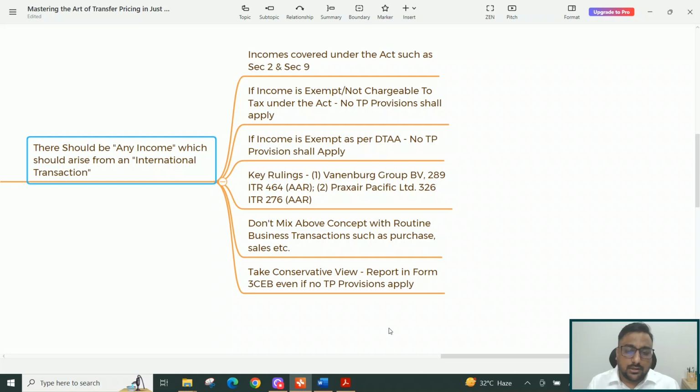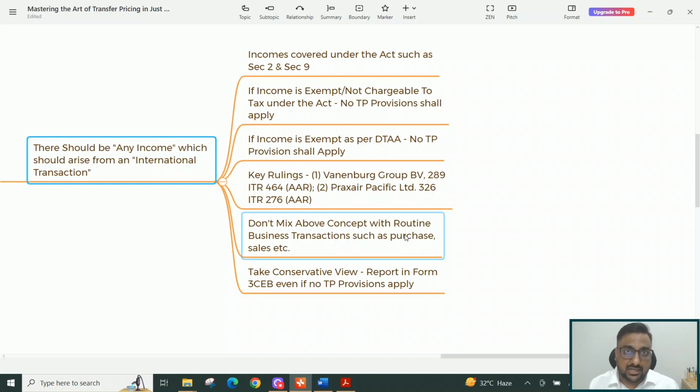Now, I also want to tell you one thing: don't mix the above concept with routine business transactions such as purchase, sales, etc. In many DTAAs, the FTS, that is fees for technical services or professional services, won't be chargeable, or royalty won't be chargeable. But when you are making payment, though it is not chargeable in the DTAA, that doesn't mean that income is exempt and no transfer pricing provision should apply on that part. No, it is not like that. So don't mix the above concept with routine business transactions such as purchase and sale.